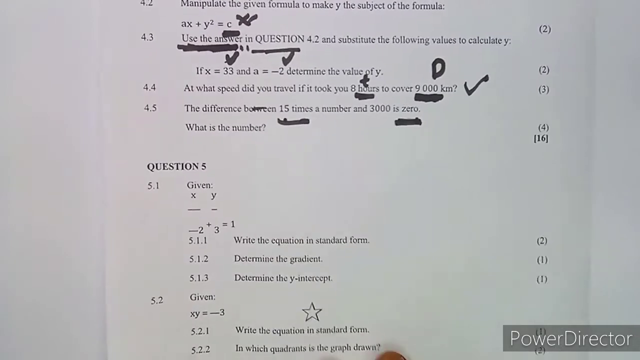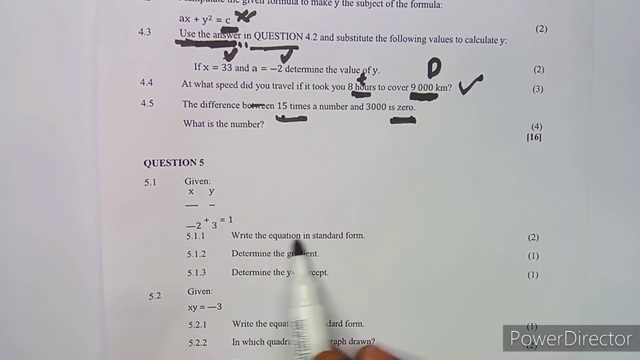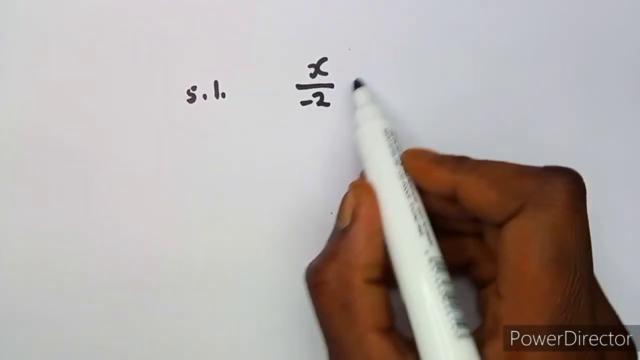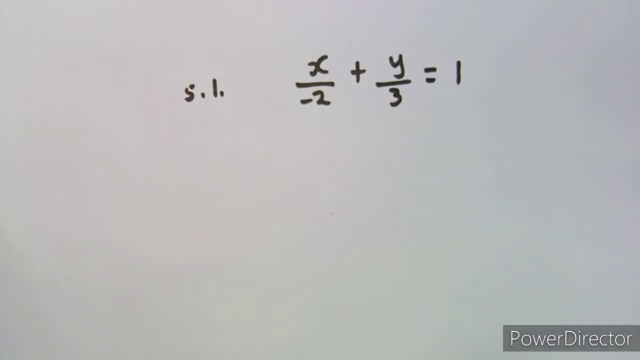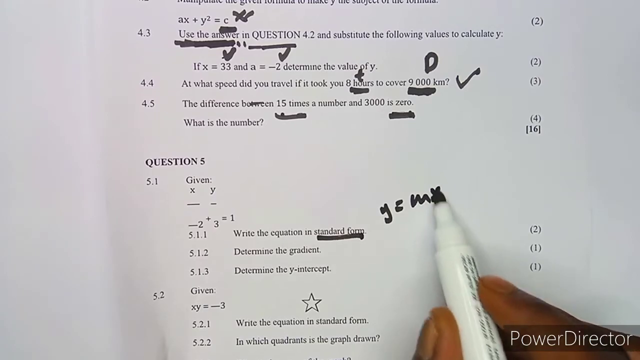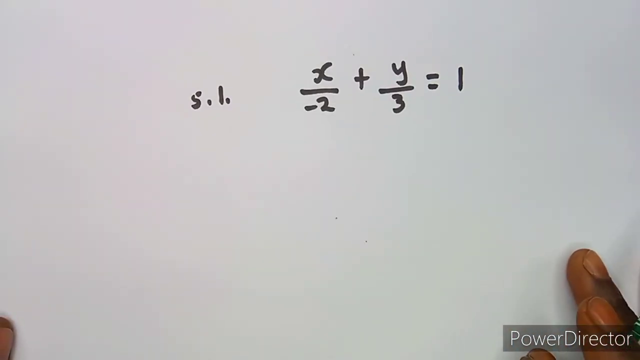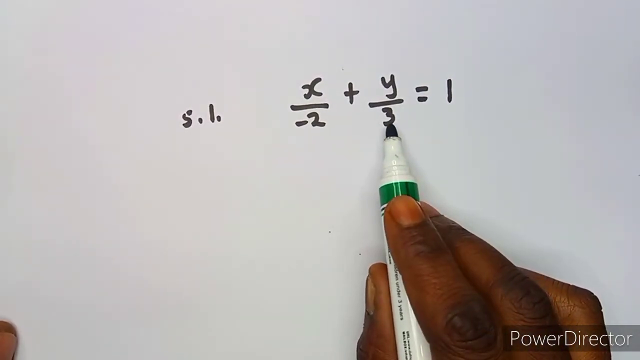Then on question 5, we are asked to write the equation in standard form. This one, guys, is 5.1: x over minus 2, plus y over 3, which is giving us 1. So we have to write this in standard form, which is y is equal to mx plus c. So we have to get rid of the fractions here, and clear this out to make y the subject. So what can we do to make y the subject?